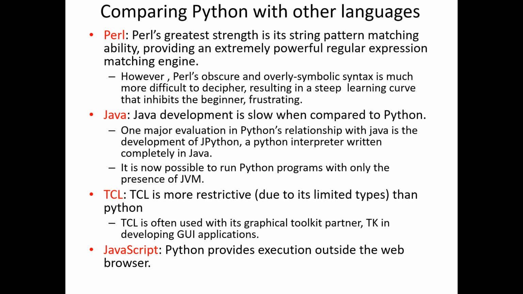Then comparing Python with JavaScript, JavaScript can only be executed within the web browser. You can embed JavaScript with the HTML and you can make the HTML interactive. But Python provides execution outside as well as inside the web browser.